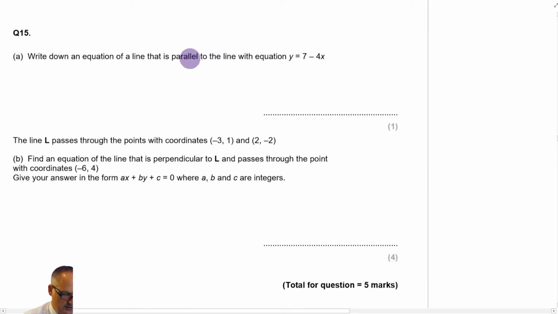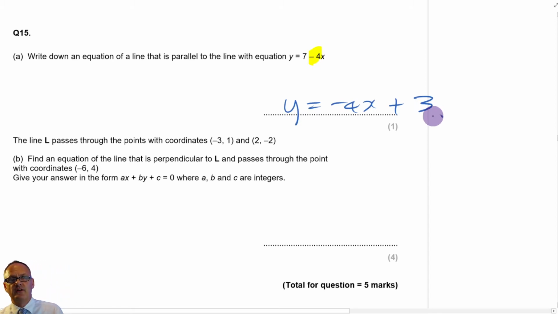Question 15. Write down the equation of a line that's parallel with this. So therefore, it must have this many lots of x, -4 lots of x. So we can write down anything we like, so long as we've got -4 lots of x plus something. I'm going to write 3. You could write 4, 5, -2, minus a billion. It doesn't really matter what you write here, it will still be right.